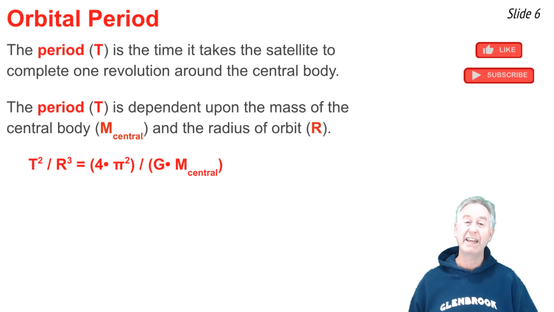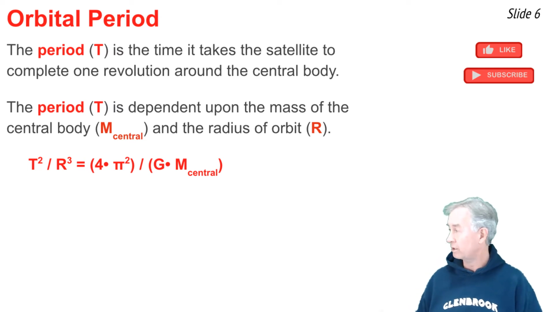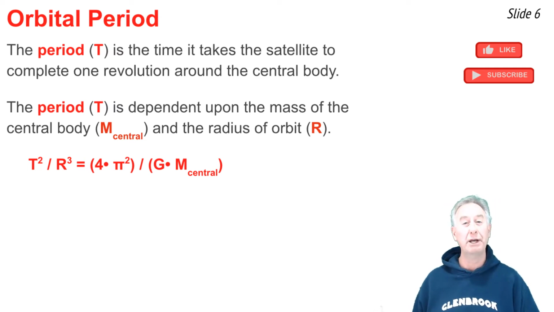In order to derive a T squared equation from this equation, we would have to multiply both sides of the equation by r cubed and then take the square root of each side.